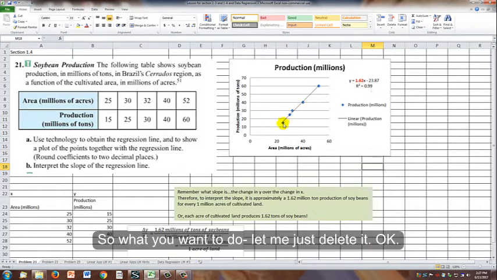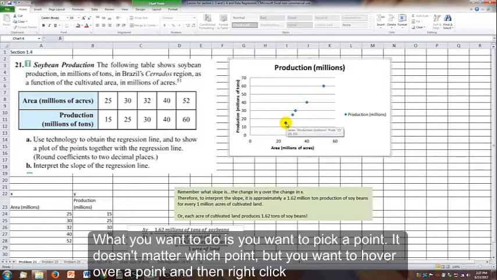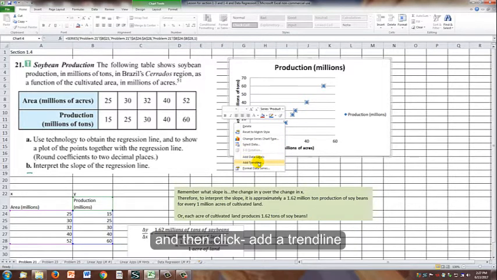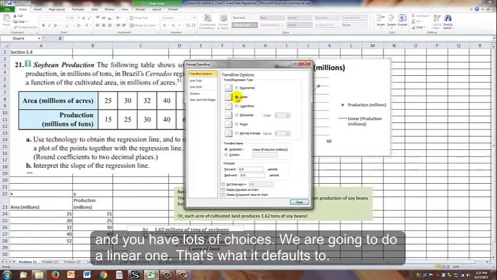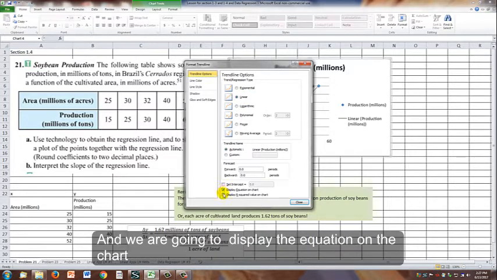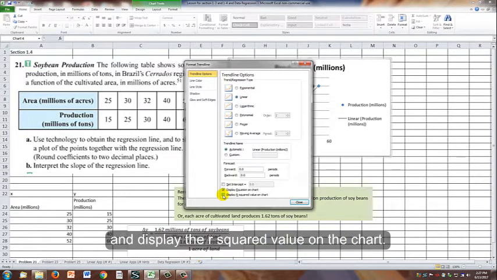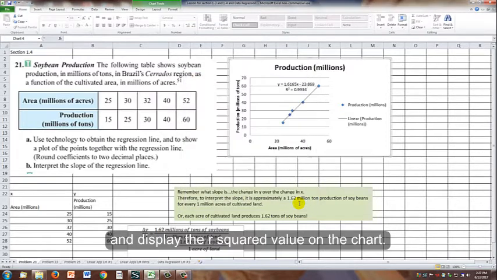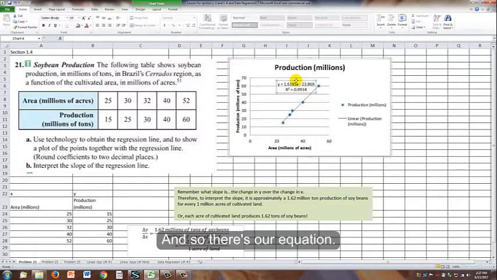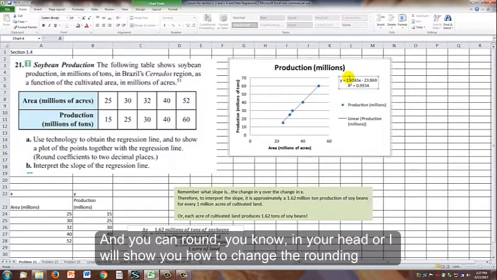Okay, now what I'm going to show you how to do is to get this trend line here. So what you want to do, let me just delete it. Okay, what you want to do is pick a point, doesn't matter which point, but you want to hover over a point and then right click and then click Add Trend Line, and you have lots of choices. We're going to do a linear one, that's what it defaults to, and we're going to display the equation on the chart and display the r-squared value on the chart. And so there's our equation, and you can round in your head, or I'll show you how to change the rounding.